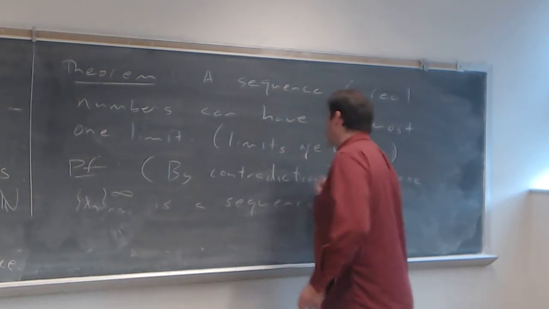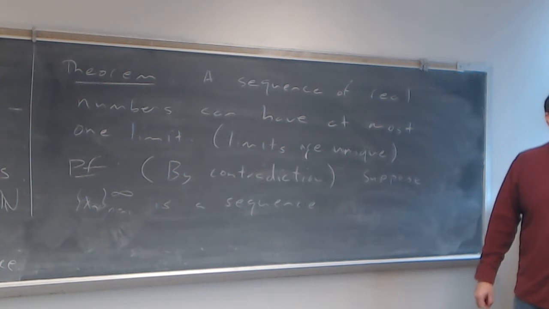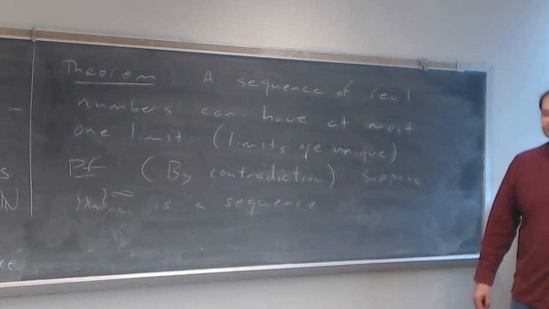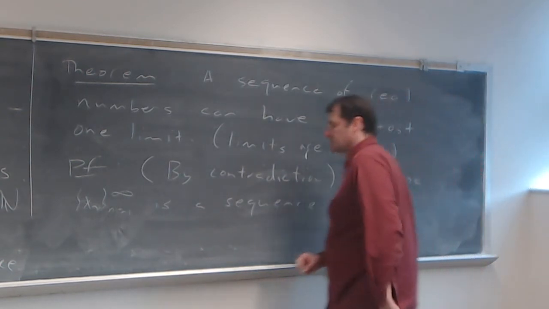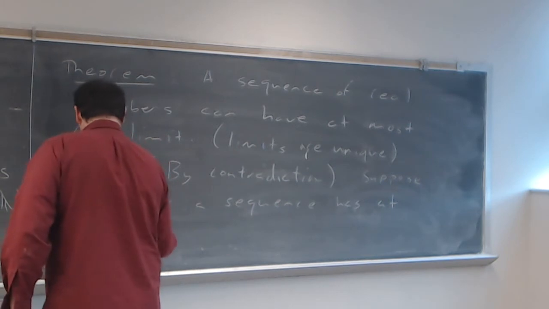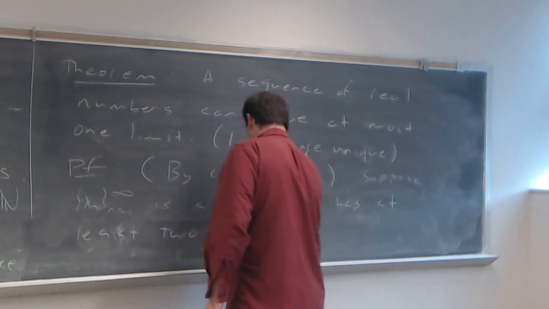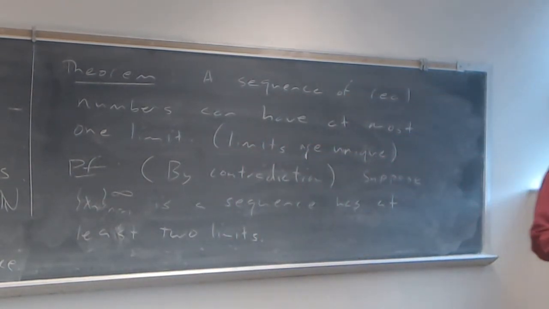And what we're trying to show, our theorem says, is that a sequence can have at most one limit. But if we suppose the opposite of that, the opposite of having at most one limit is having two or more. At least two limits. And when we say at least two, that means there are at least two distinct limits.